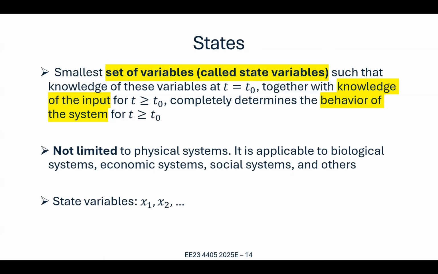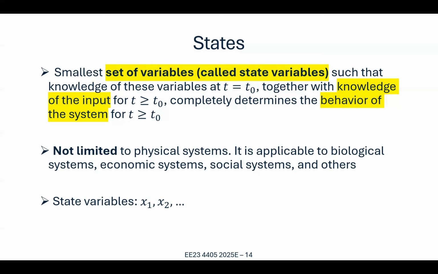All right, so about the states themselves. Here is what we call the states. This is the smallest set of variables, also called the state variables, such that the knowledge of these variables at t0, together with knowledge of the input for t greater than or equal to t0, completely determines the behavior of the system for t larger than or equal to t0.